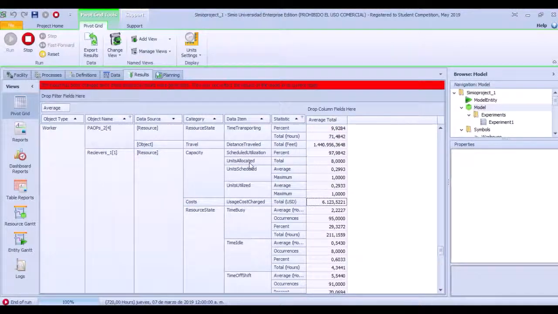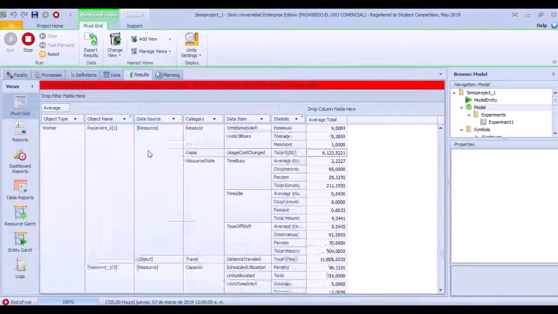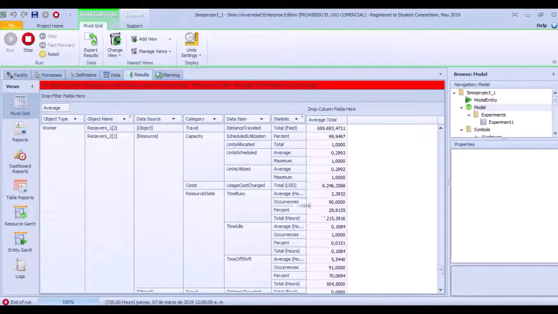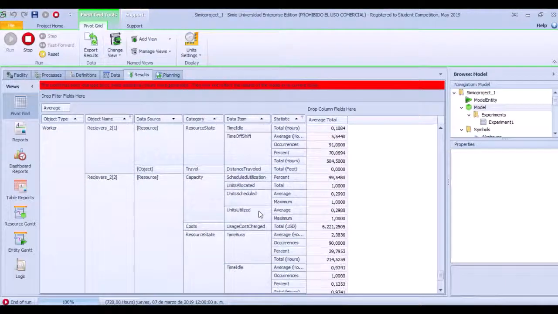Our receivers had a total cost of $6,123 and were utilized at 95.9% for shift 1 sub 1, and shift 1 sub 2 was utilized at 96.1%, costing us $6,007. Shift 2 receiver 1 was utilized at 99.9% and cost us $6,246. And receiver 2 shift 2 was utilized at 99.6% and total cost is $6,221.